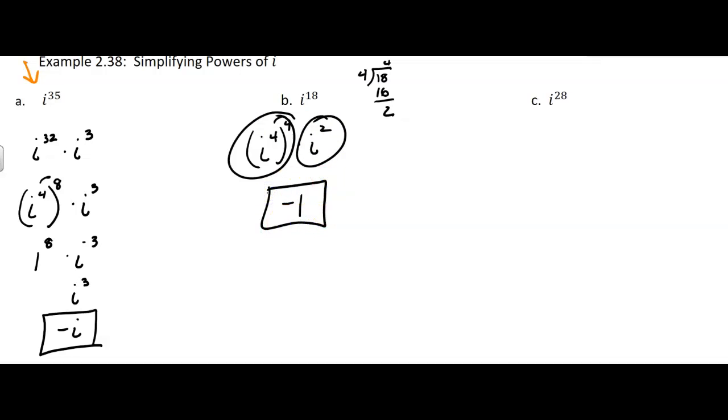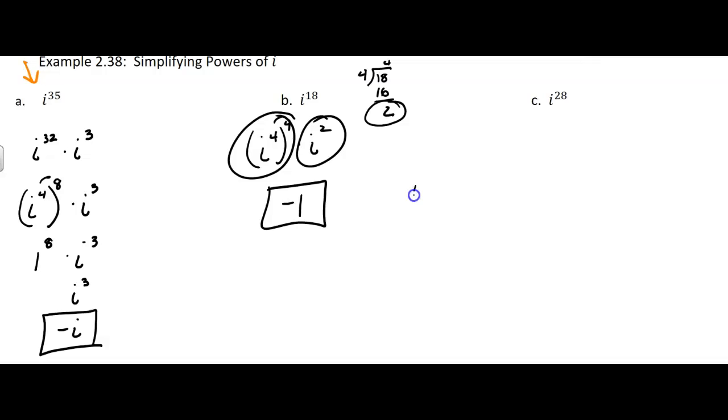Okay? So really, you can just go by the remainder. So take your exponent, divide it by 4, whatever the remainder is, then you go to your i chart and you can say how it simplifies.